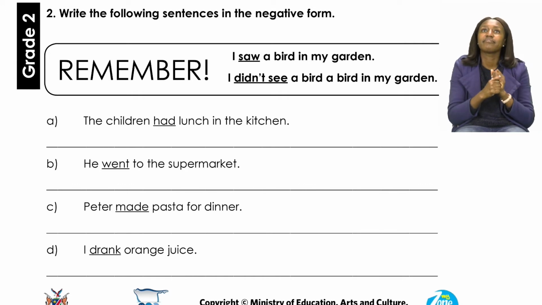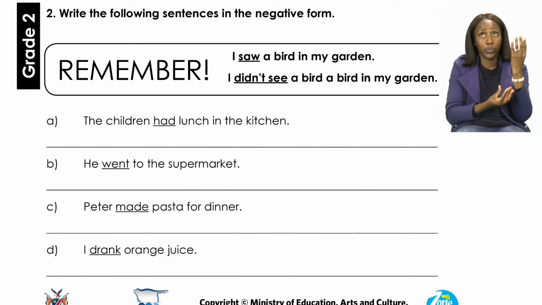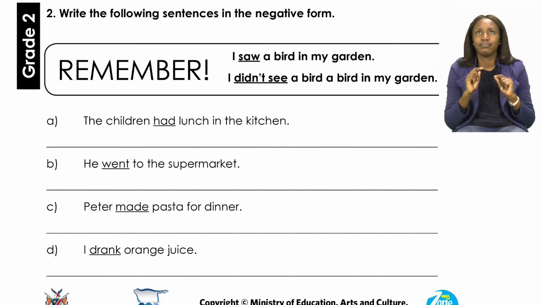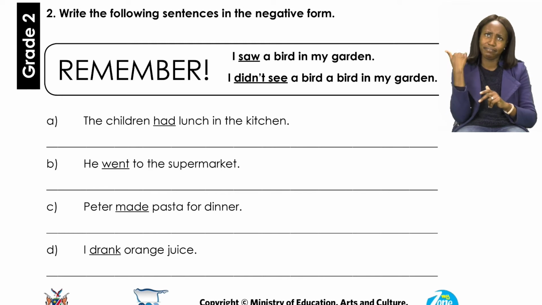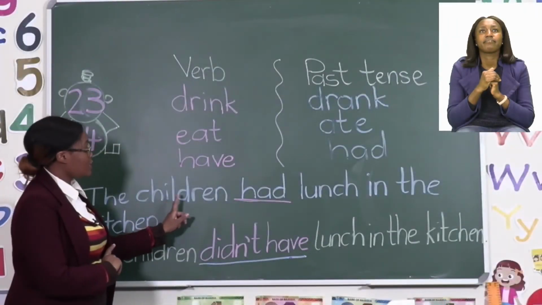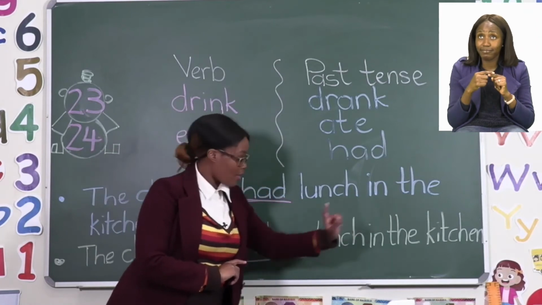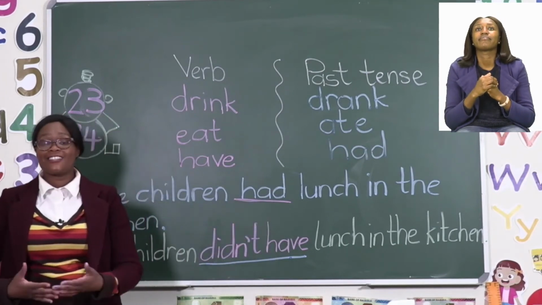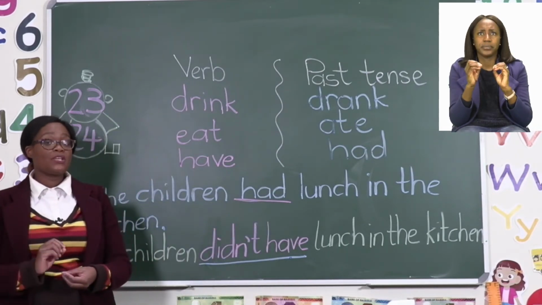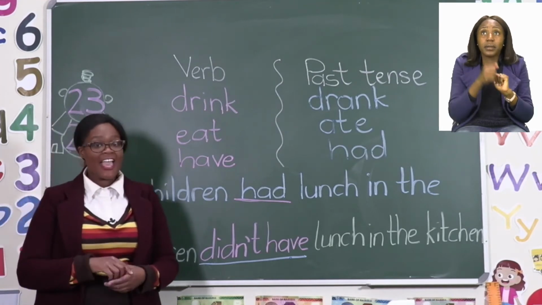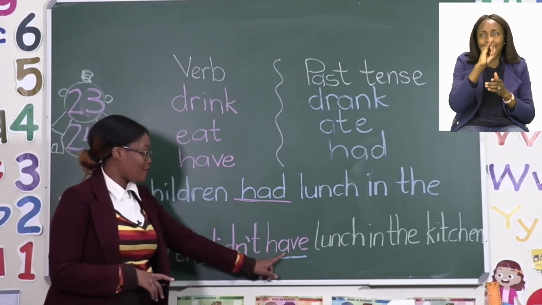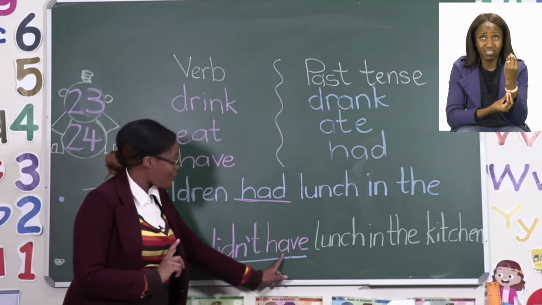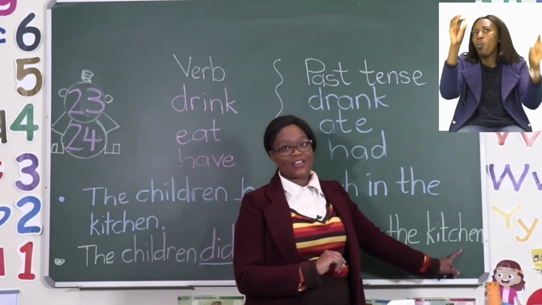The first one says, the children had lunch in the kitchen. So you and I are going to change this one into a past tense verb. If we say, the children had lunch in the kitchen, the past tense verb is had, but that is not a negative form. So we need to include the word didn't and then the verb have. Now our sentence says, the children didn't have lunch in the kitchen.